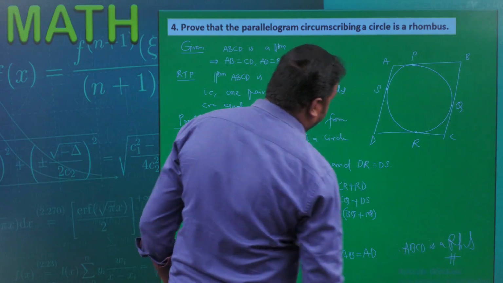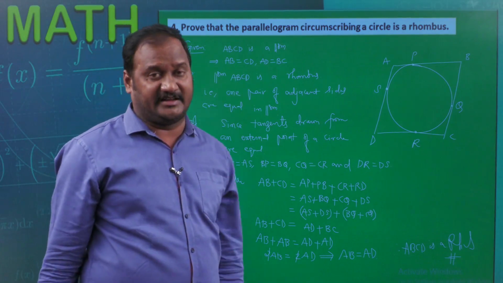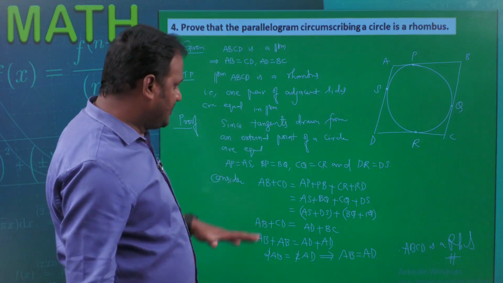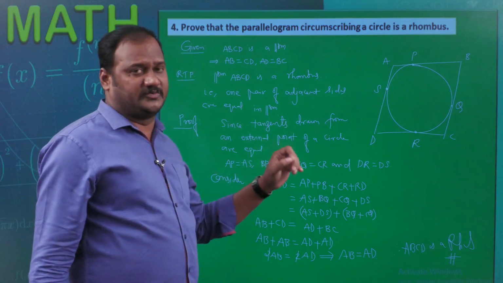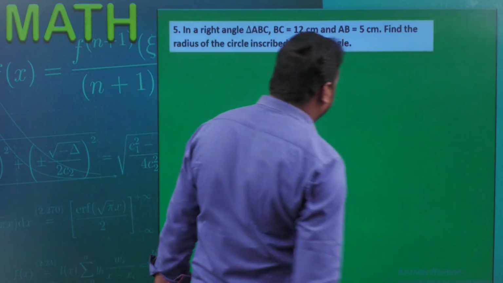Right? So this is one of the interesting ways of proving ABCD is a rhombus. When a parallelogram is circumscribing a circle, then it is a rhombus. So this is one of the easiest ways to prove this statement. Please be focused. So coming to the next problem.